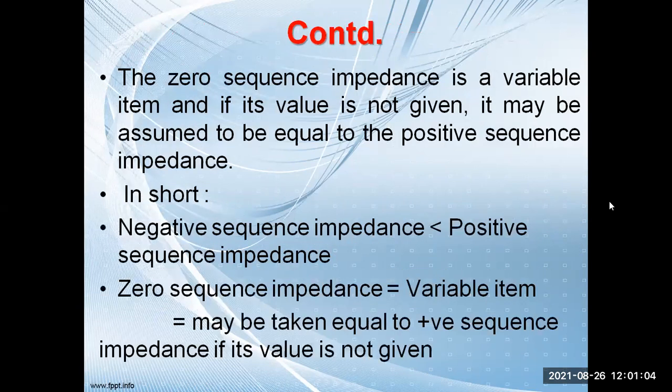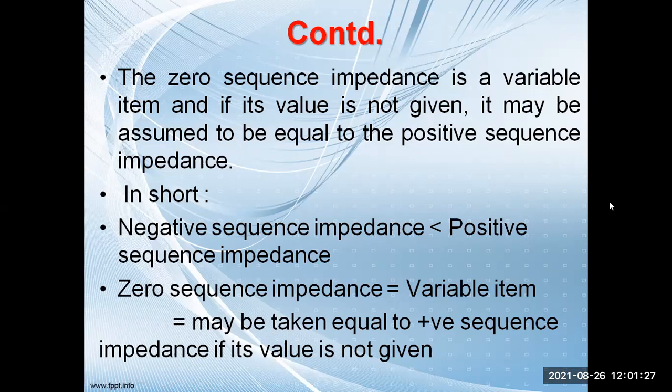Now the zero sequence impedance is a variable item, and if its value is not given, it may be assumed to be equal to the positive sequence impedance. Sometimes the value of the negative sequence or the zero sequence impedance is not given. If zero sequence impedance is not given, in that case we will assume that it is equal to the positive sequence impedance.